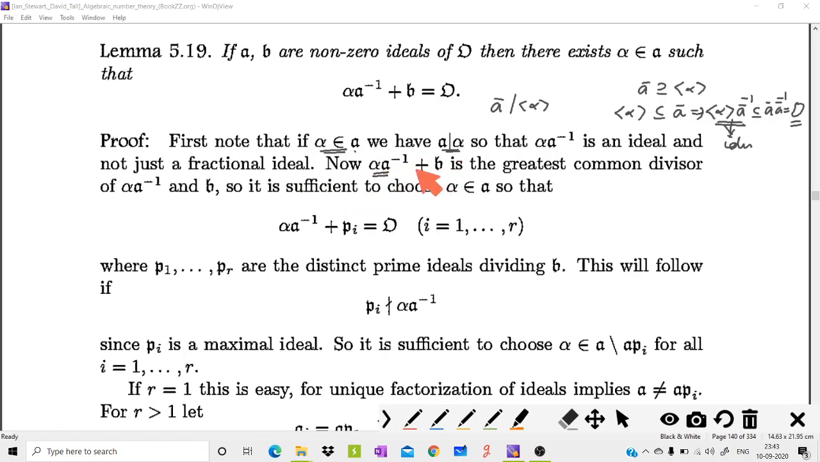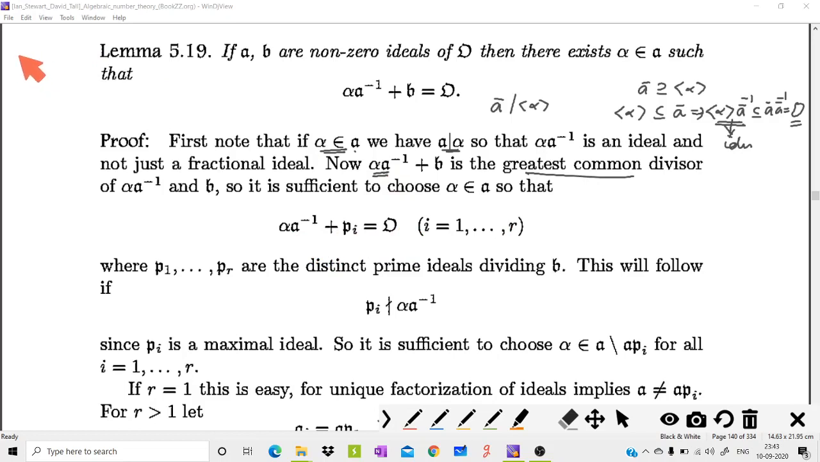Hence, this is the sum of two ideals. The sum of two ideals is defined as the greatest common divisor. So alpha A inverse and B are ideals, and then the sum is always a greatest common divisor. That follows from the inclusion in the definition of the GCD. Now, once you prove alpha A inverse plus Pi is equal to O, you can easily get alpha A inverse plus B is equal to O.